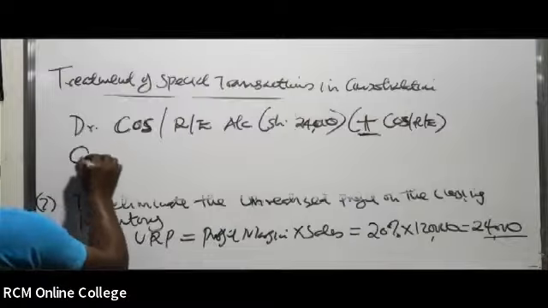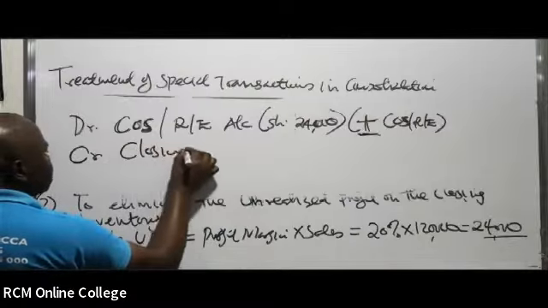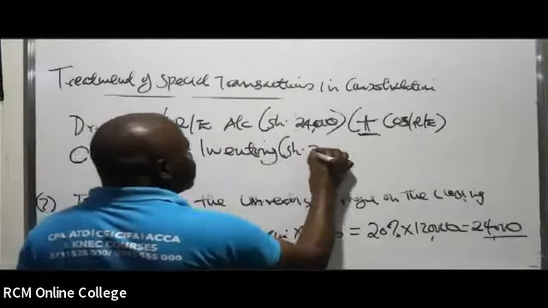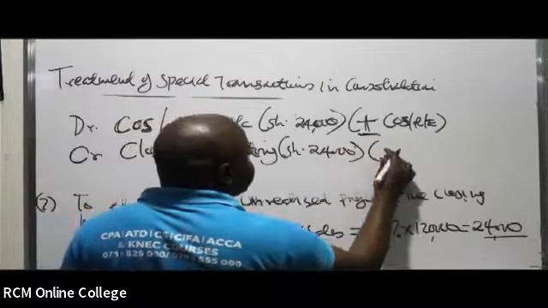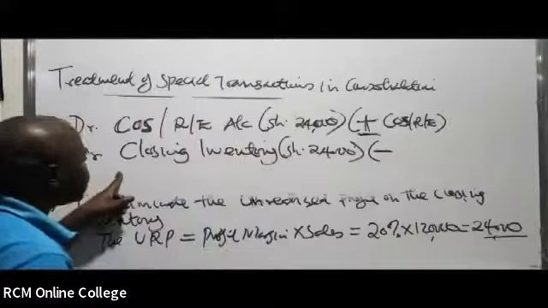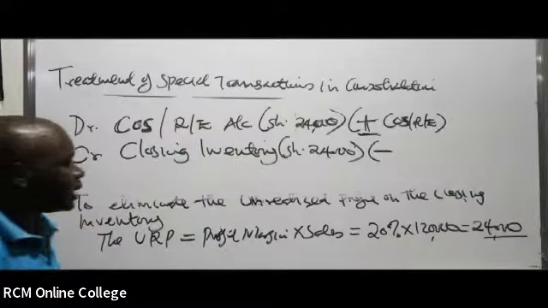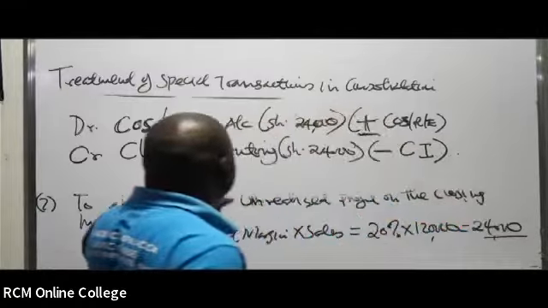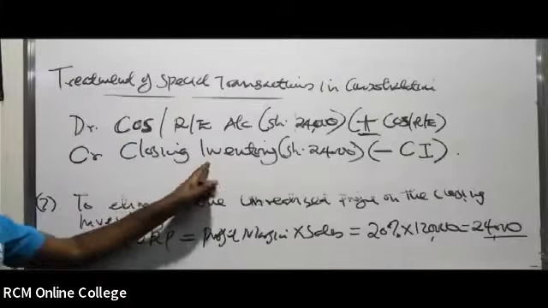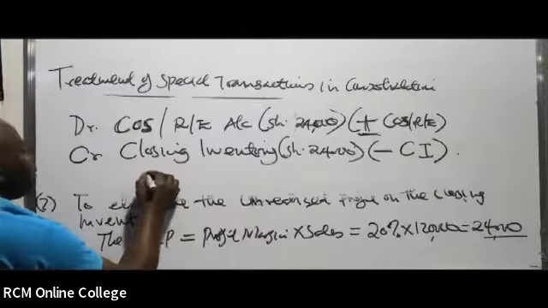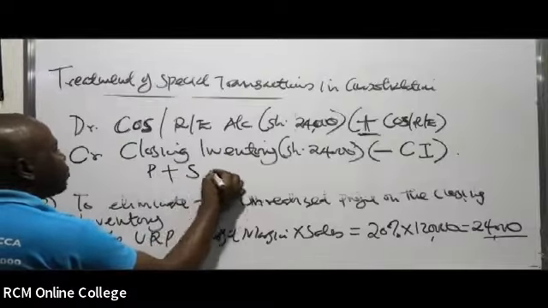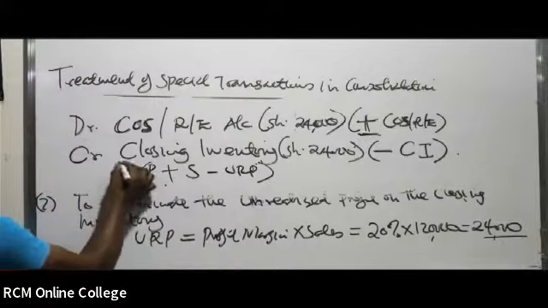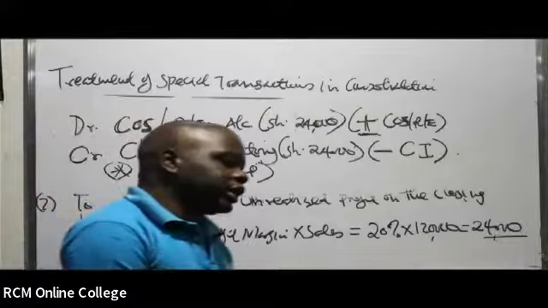Then you credit the closing inventory with shillings 24,000. When you credit an asset account, you are reducing it, so we deduct from the closing inventory. This appears in the consolidated statement of financial position. We take the closing inventory of the parent, add that of the subsidiary, then minus the URP. This is what happens when we are doing consolidation.